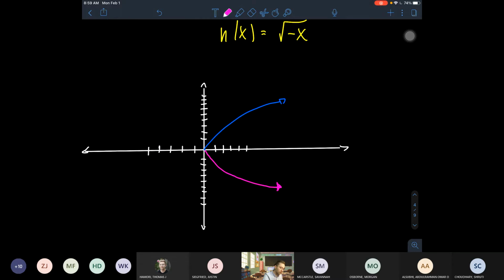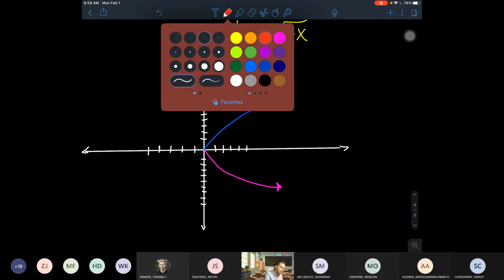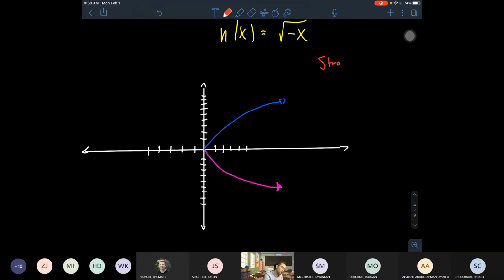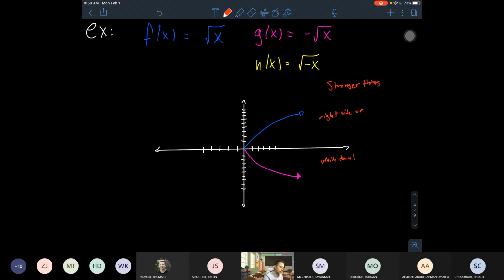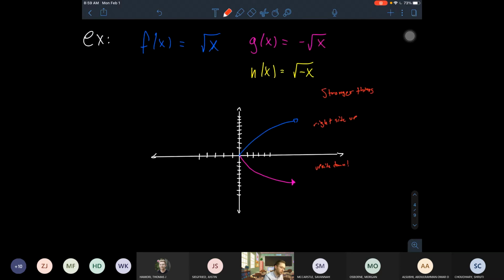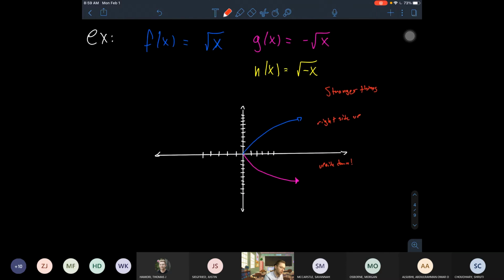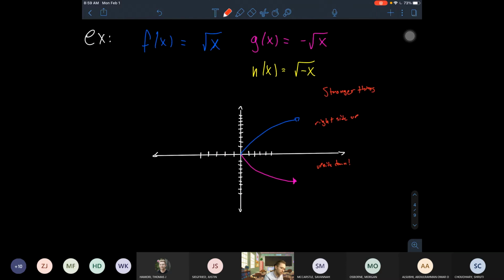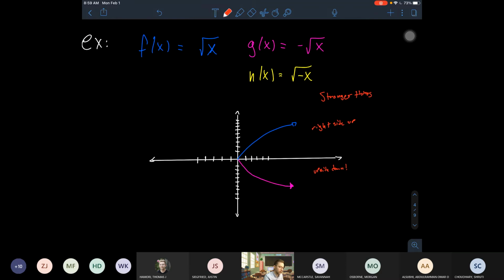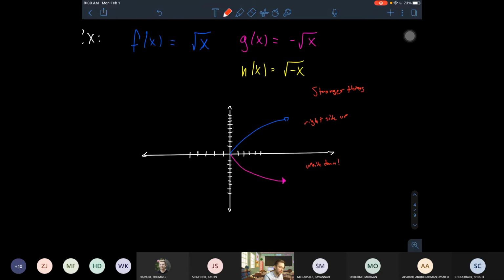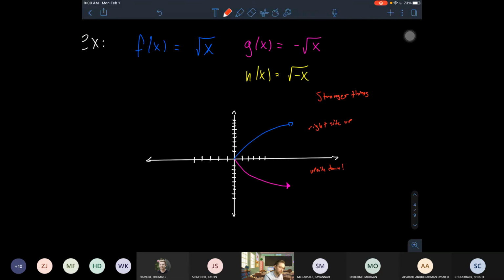If you watch Stranger Things, this is the right side up, and this is the upside down. So that's what this negative sign is going to do. It's going to flip us into the mirror world. We're going to go beneath the x-axis. Likewise, if we started in the upside down and we flip, then we're going to be in the right side up.